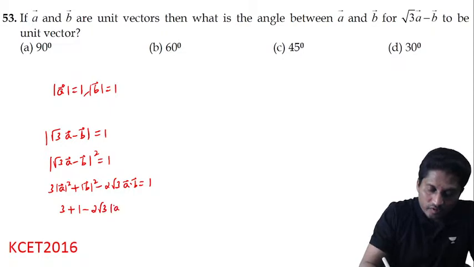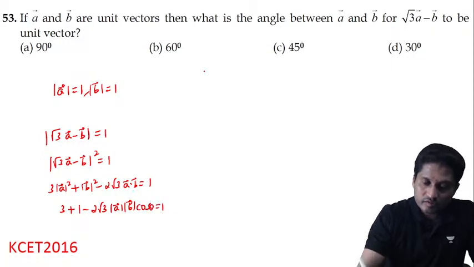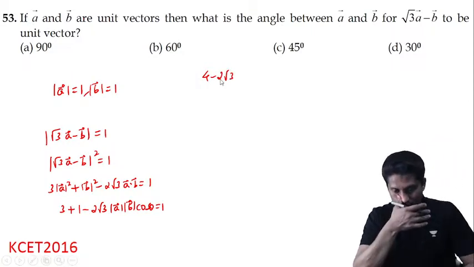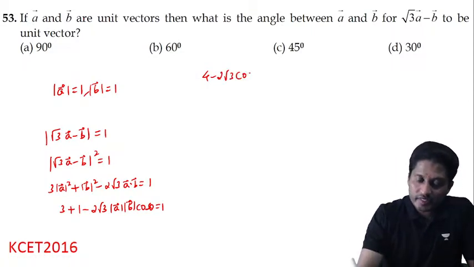Again, this is equal to mod A into mod B into cos theta, which is equal to 1. So you get 4 minus 2 root 3. Mod A mod B is 1. So you get cos theta equal to 1. 4 minus 1 is equal to 2 root 3 into cos theta.